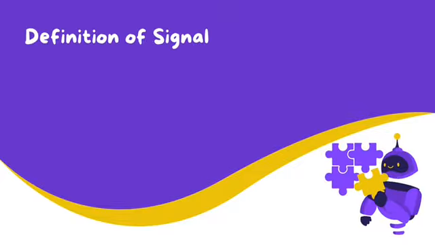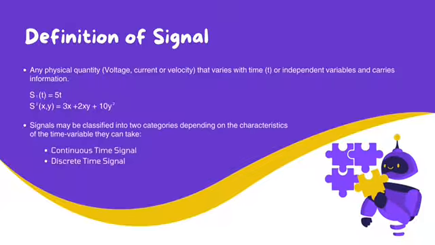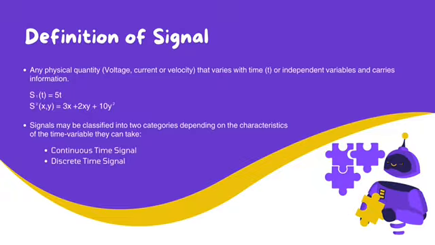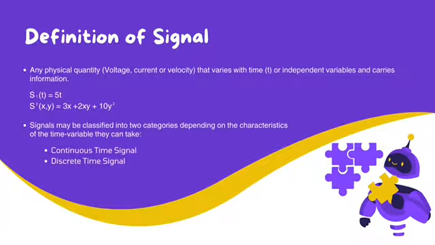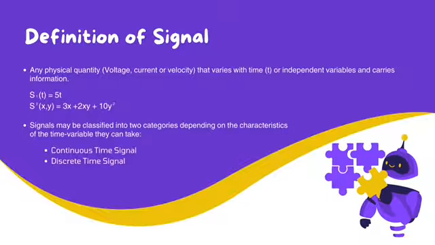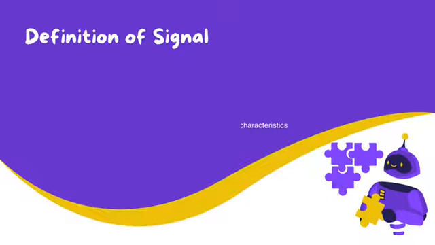Definition of signals: any physical quantity, voltage, current or velocity, that varies with time, t, or independent variables and carries information. For example, below. Signals may be classified into two categories depending on the characteristics of the time variable they can take: continuous time signal, discrete time signal.